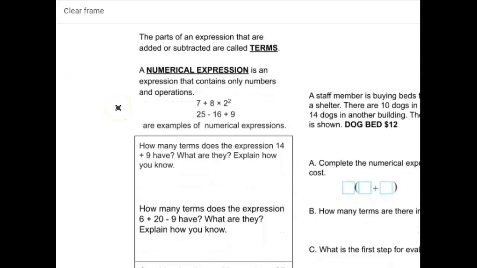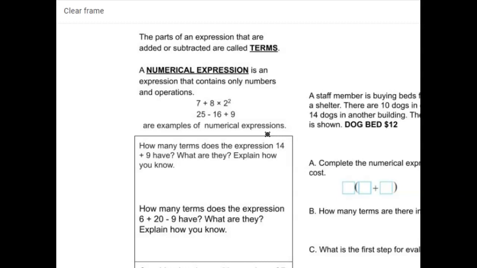Okay, the parts of an expression that are added and subtracted are called terms. A numerical expression is an expression that contains only numbers and operations. So everything we did on the last page are numerical expressions. So here are some examples of numerical expressions right here. So I have 7 plus 8 times 2 squared and 25 minus 16 plus 9. And these are examples of numerical expressions. So they only have numbers and operations. They're not going to have an equal sign or anything like that in there, and no letters.